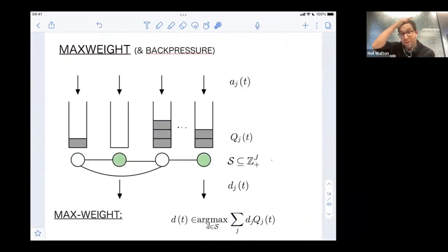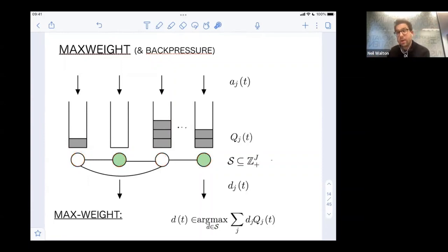This is the kind of model that I work on quite a bit, which is called a switched queuing network. It's quite a general model of a queuing system. Here we have arrival processes occurring over time that are adding jobs to different queues, and the queue lengths are given here. And then there are servers that can serve from the different queues, with constraints on those servers.